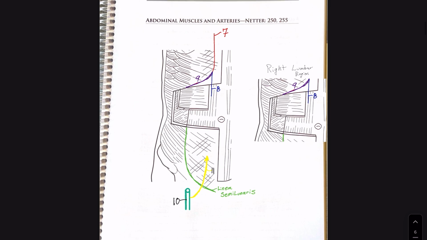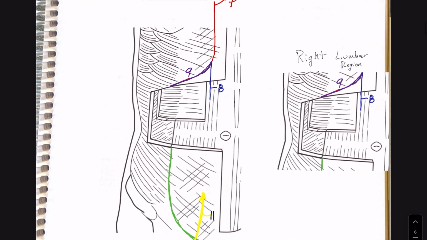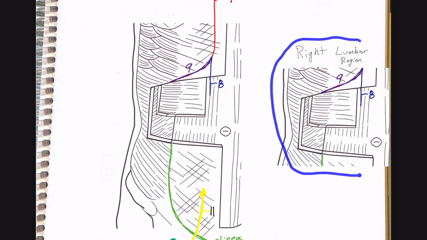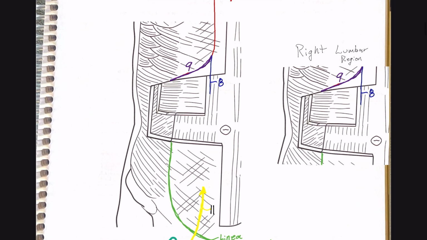But coming back up here, we have this right lumbar region, and these numbers are bilateral, just so you know. So number 7 is going to be that internal thoracic artery, and you're going to have a vein that runs along with it. It's going to bifurcate into the superior epigastric and the musculophrenic artery and vein.